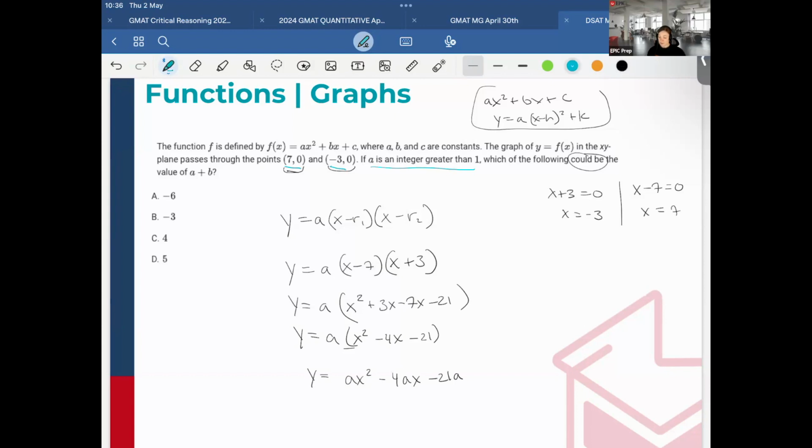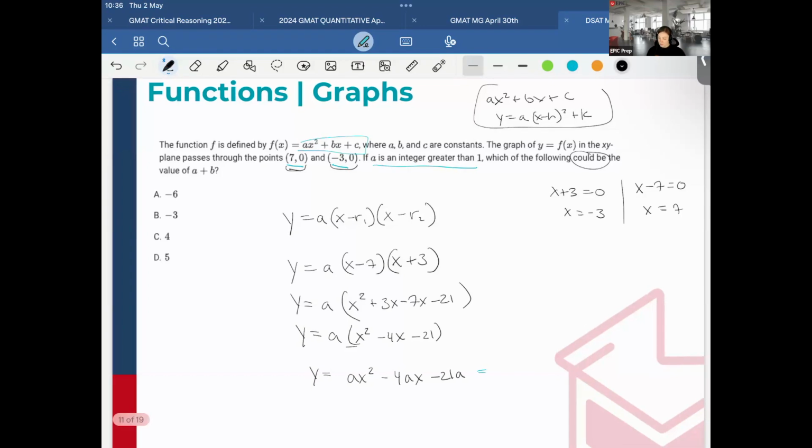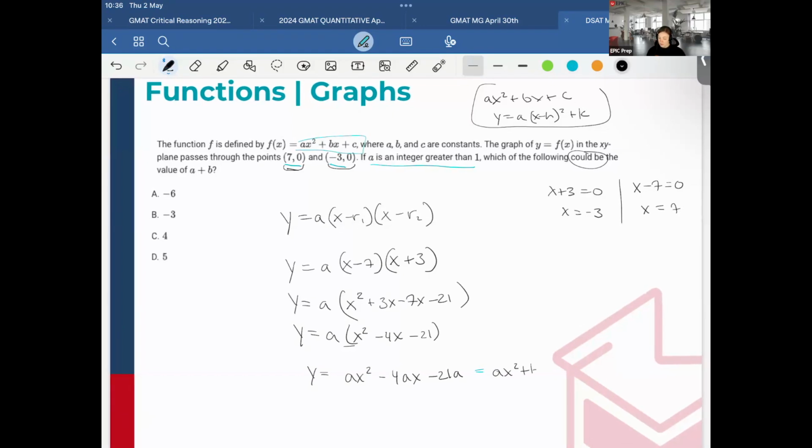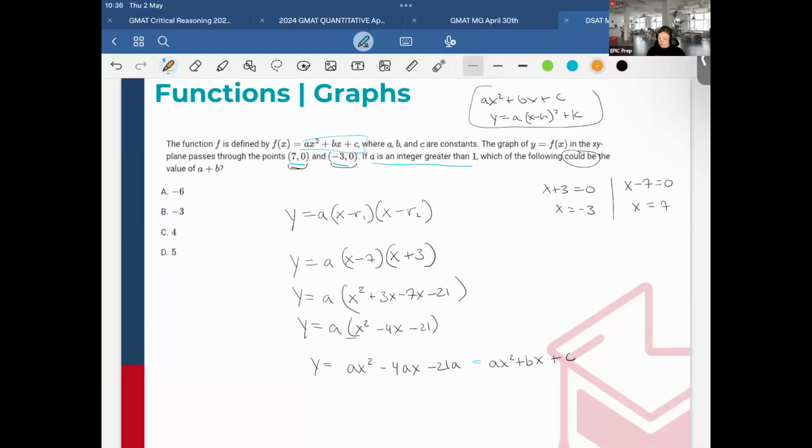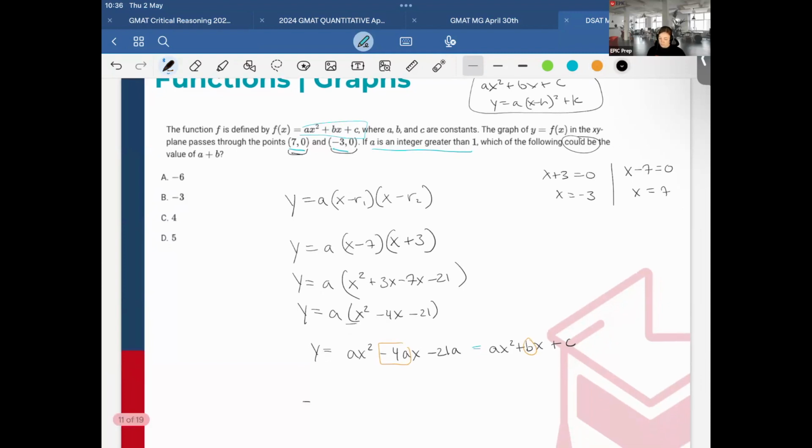Okay, and remember this is defined by this equation. So just to show, ax squared plus bx plus c. So from here, I for sure know that negative 4a is equal to b. And I can also see that negative 21a would be equal to the c value.